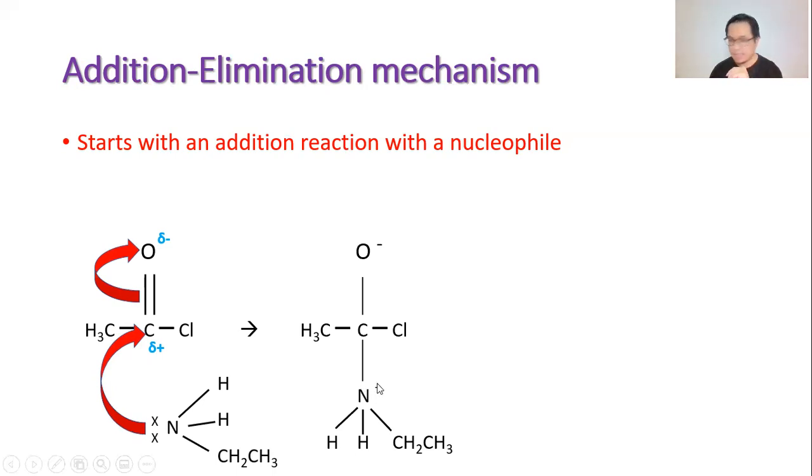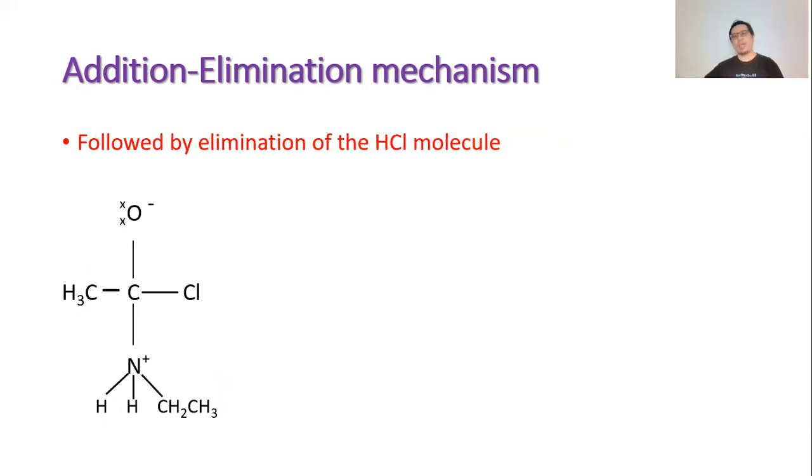Remember, the nitrogen is now positively charged because it used up this electron pair to form this particular bond. And the oxygen right above is negatively charged because, remember, the pi bond is broken and the electrons have been contributed to the oxygen. So the oxygen got extra electrons now, that's why it's negatively charged. Okay, so move on to the next elimination reaction part, whereby the HCl is removed.